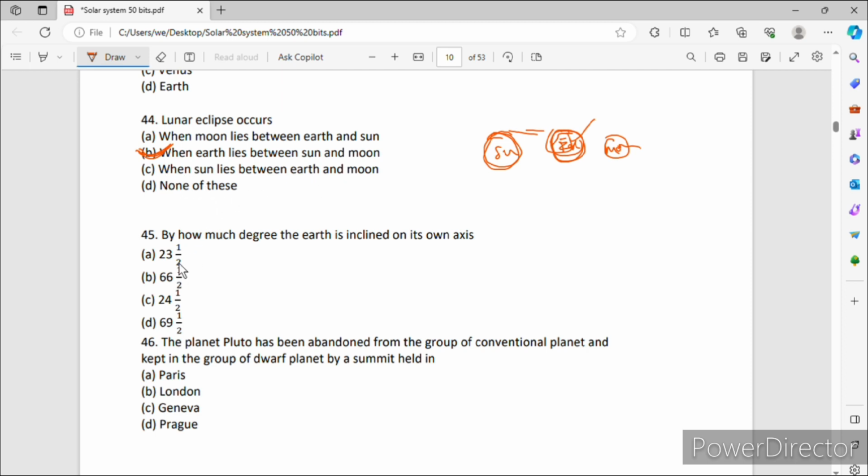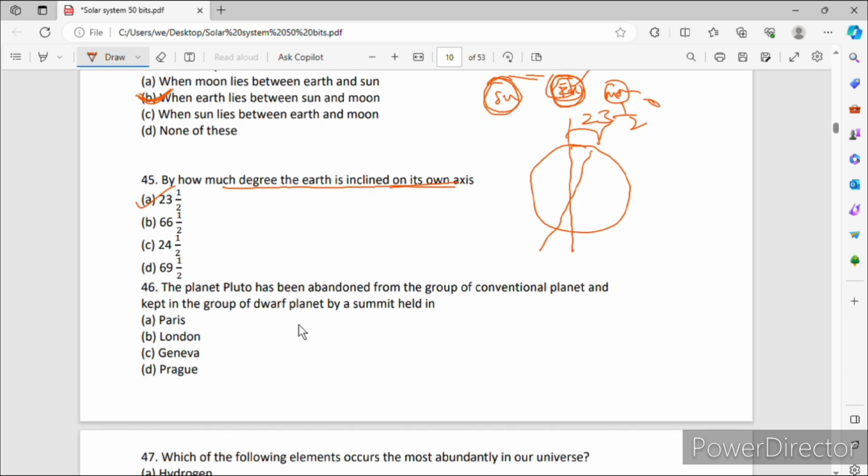Okay, next, by how many degrees is the earth inclined to its own axis? See friends, this is the earth, and we know the earth's axis is tilted. If you see the normal, this angle is 23.5 degrees. So option A is correct.